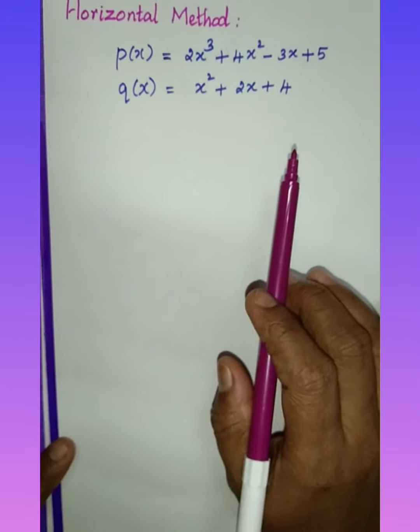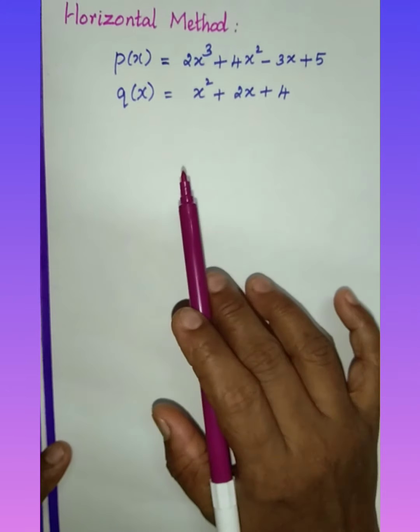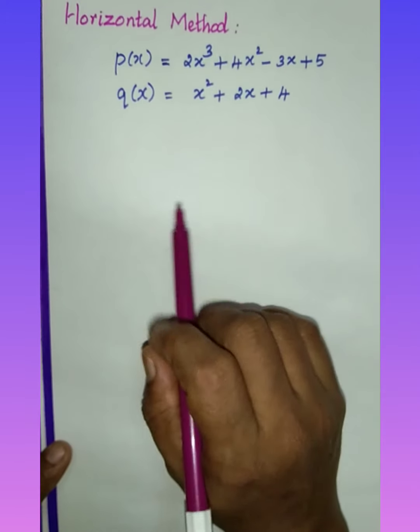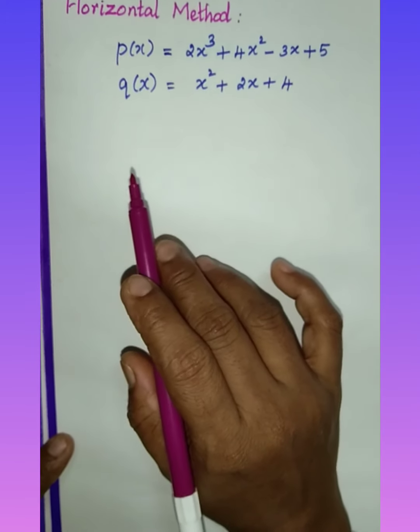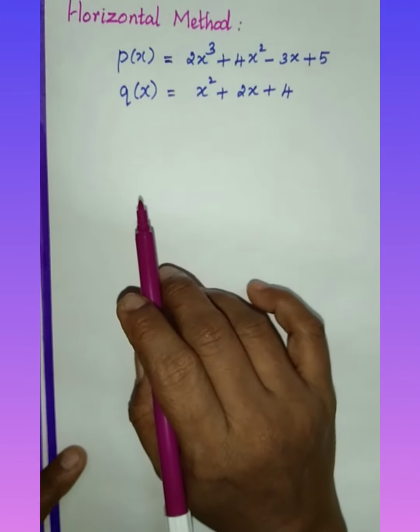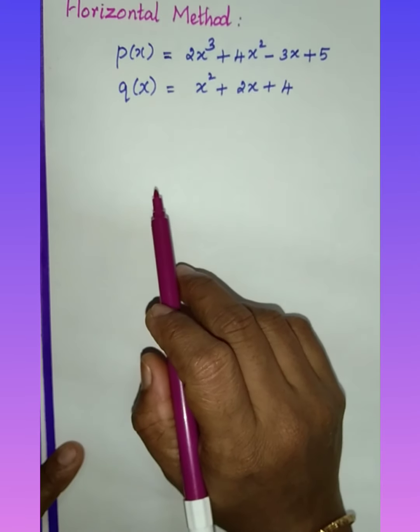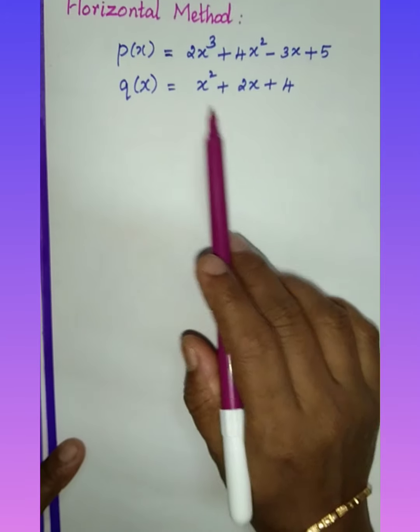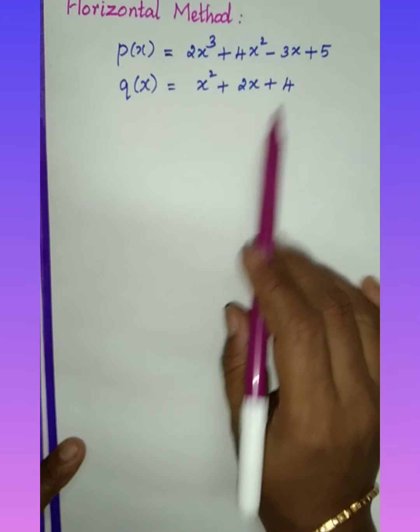Now we are going to do the same sum by horizontal method. P of x and Q of x I have written. In this method also we are going to follow some steps. First step is write the expression from which we want to subtract minus other expression inside the bracket.